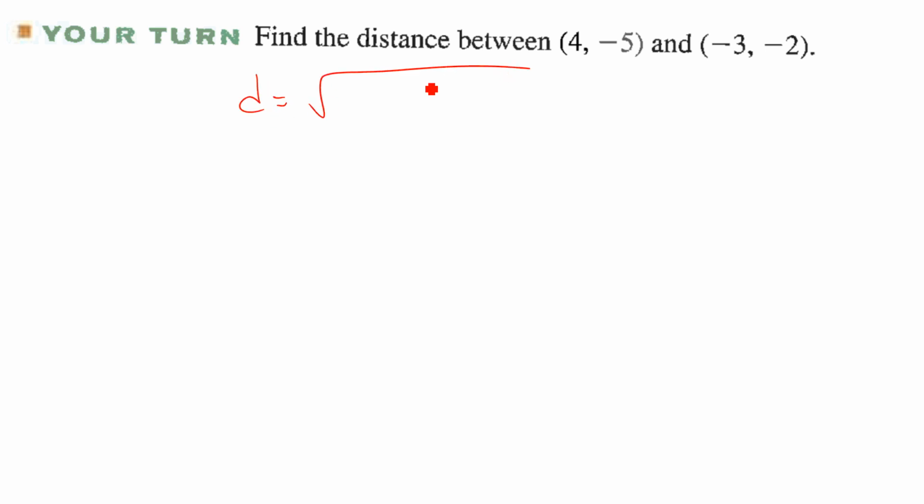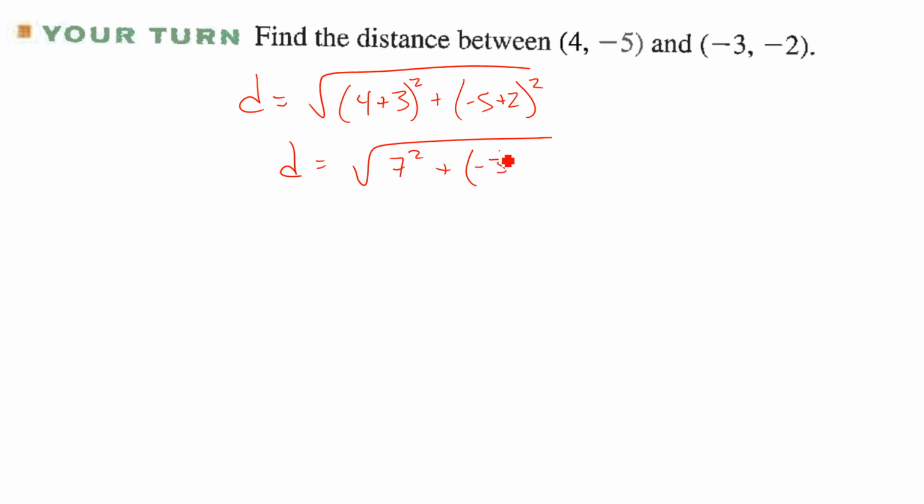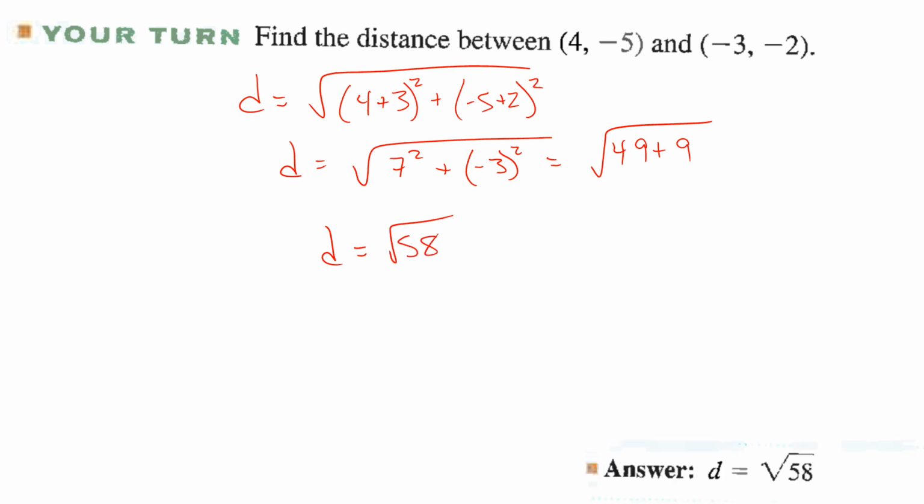d equals the square root of 4 minus negative 2, so 4 plus 2 squared, plus negative 5 minus negative 2 squared. This is the square root of 7 squared plus negative 3 squared, the square root of 49 plus 9. So the distance is the square root of 58.